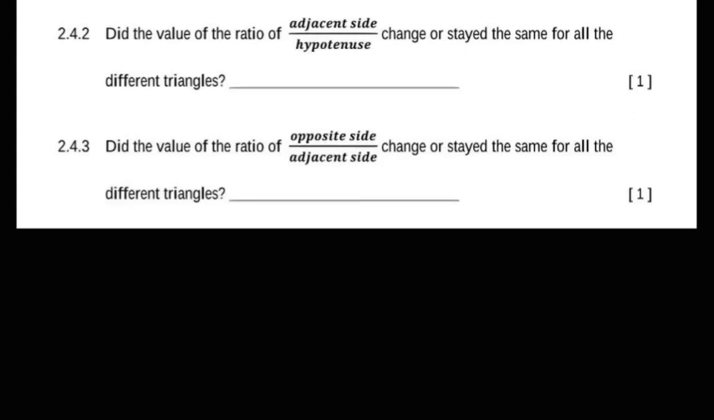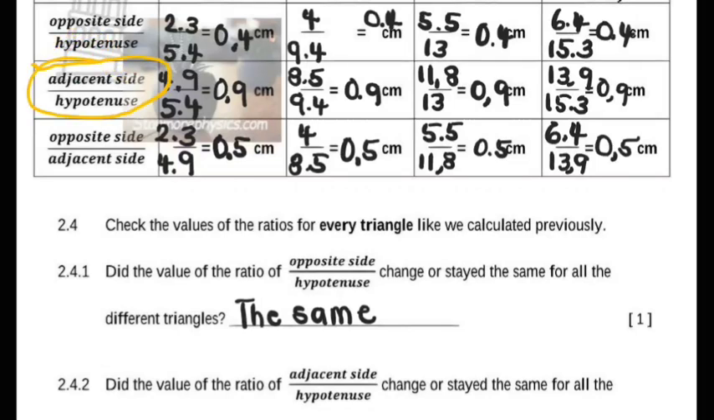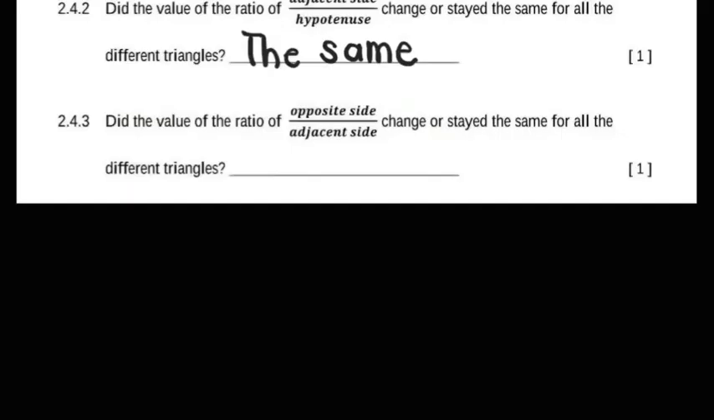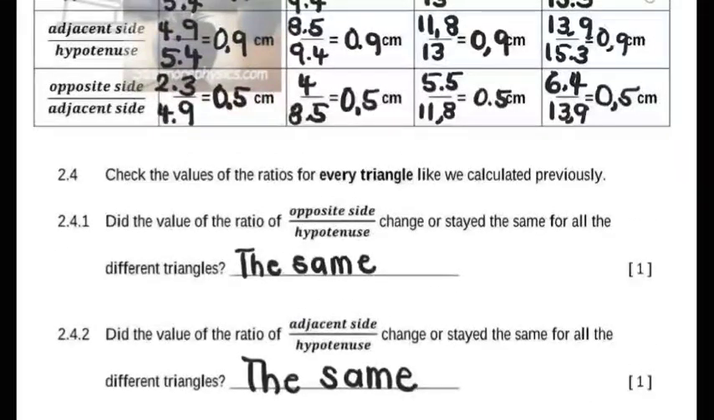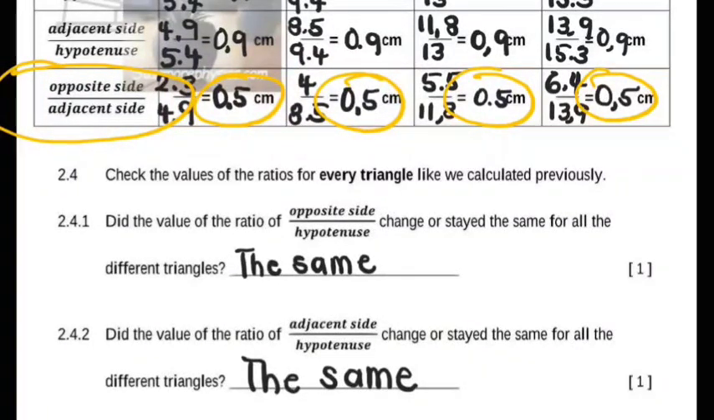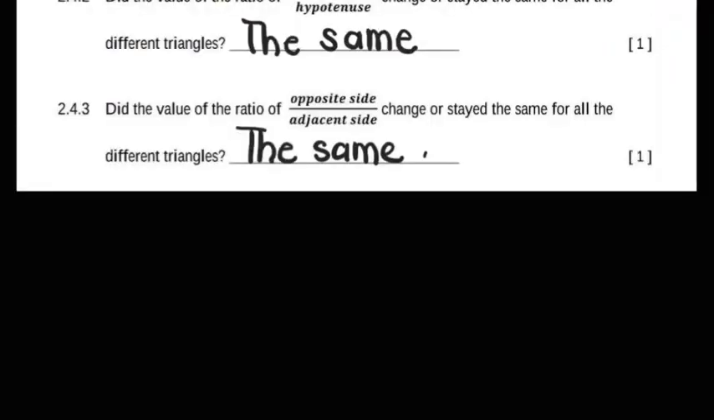For 2.4.2, it says, did the value of the ratio of the adjacent side over the hypotenuse change or stay the same for all the different triangles? So let's refer to that table. And here we notice adjacent side over hypotenuse, all of the answers were 0.9, so they stayed the same. 2.4.3 says, did the value of the ratio of the opposite side over adjacent sides change or stayed the same for all the different triangles? Let's just refer to that table to verify. There's opposite over adjacent, and we notice all of our answers were 0.5, so they all were the same. So your answer there is the same.